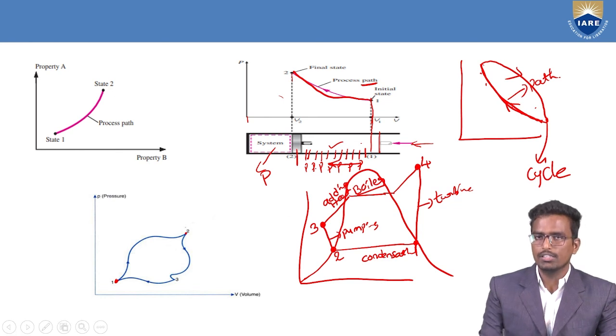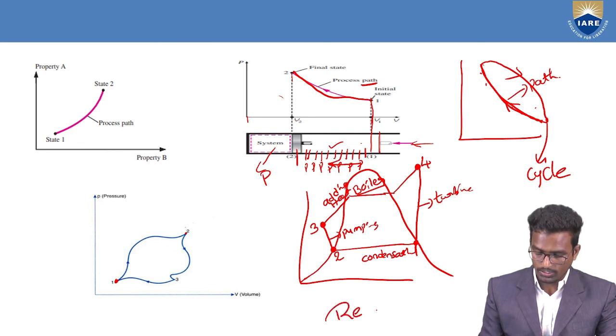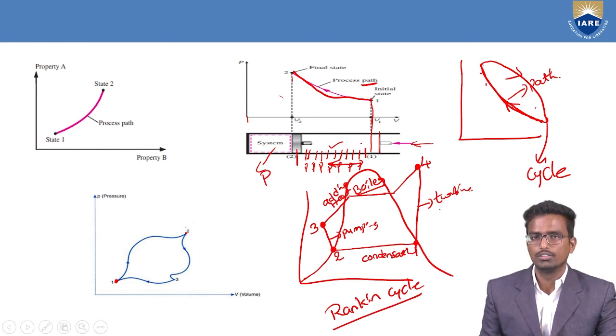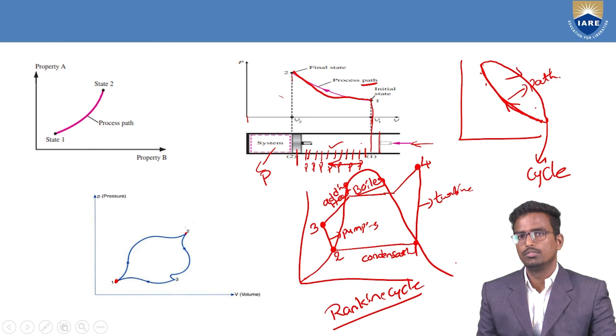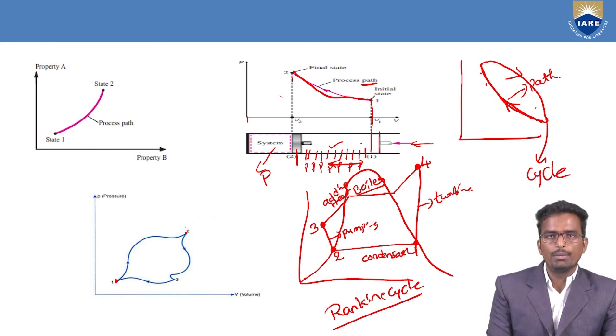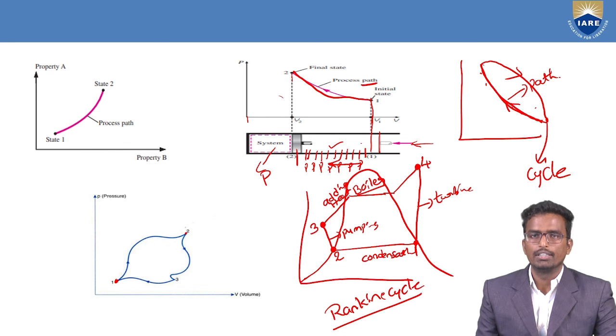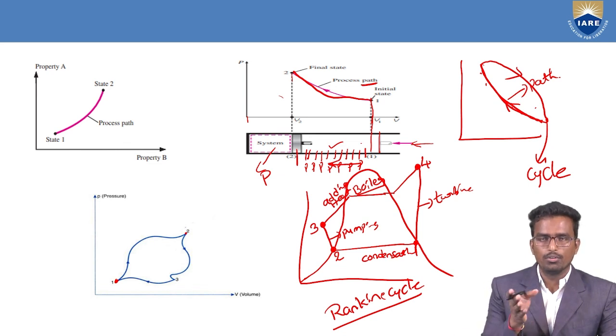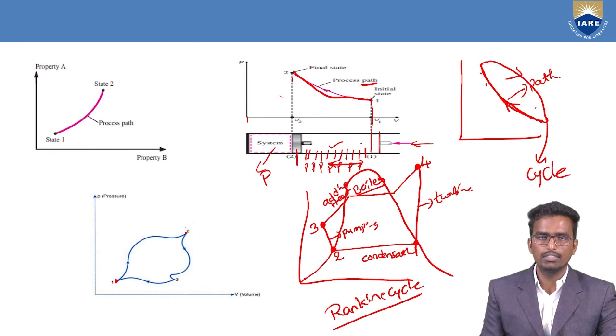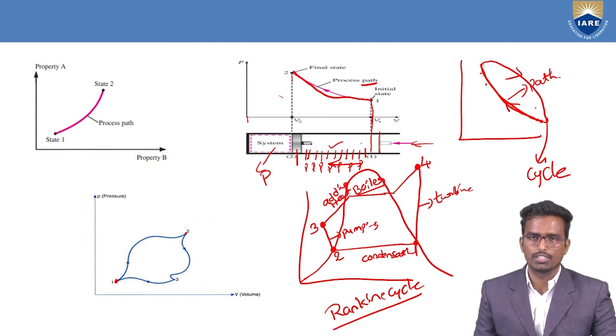What happens here is that it follows a cyclic process. This is the system, and in it there is a cyclic process. That's why this type of system is called the Rankine cycle, because it is a cyclic process. This is a very basic introduction about thermodynamics, its properties, types of properties, and the cycle and the path. These all come under the thermodynamics introduction part.